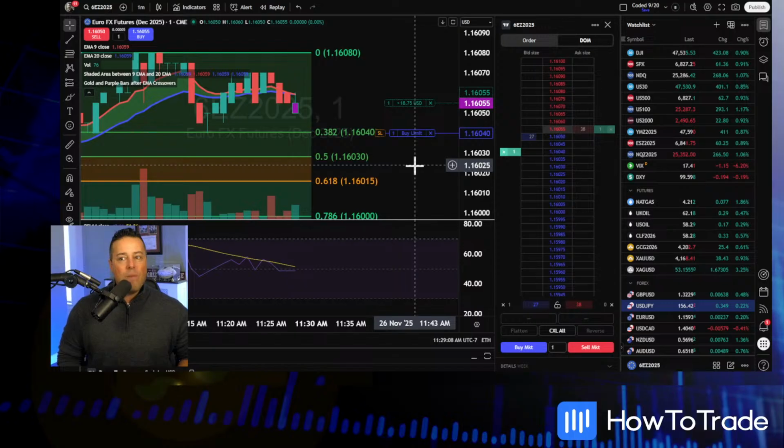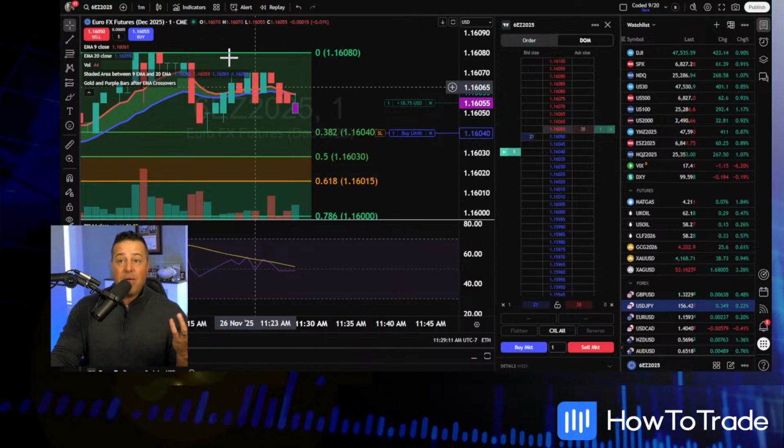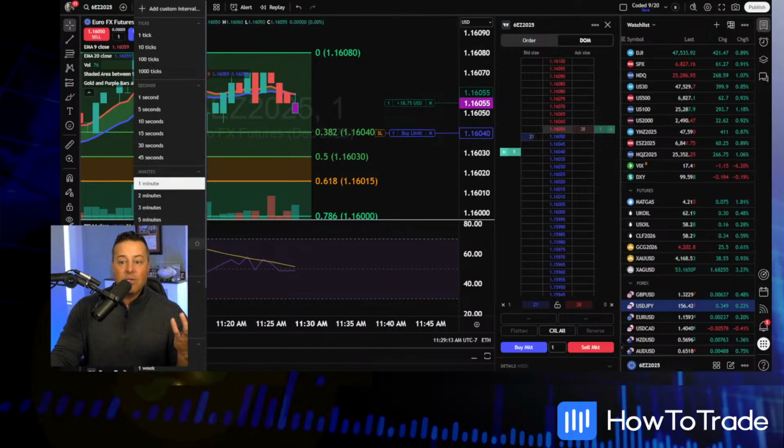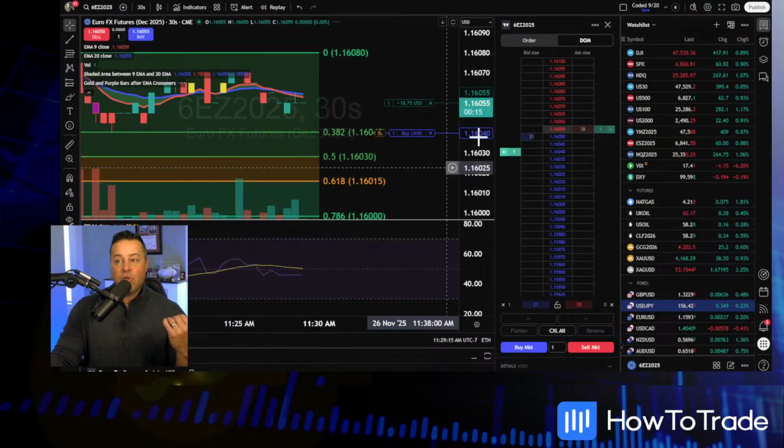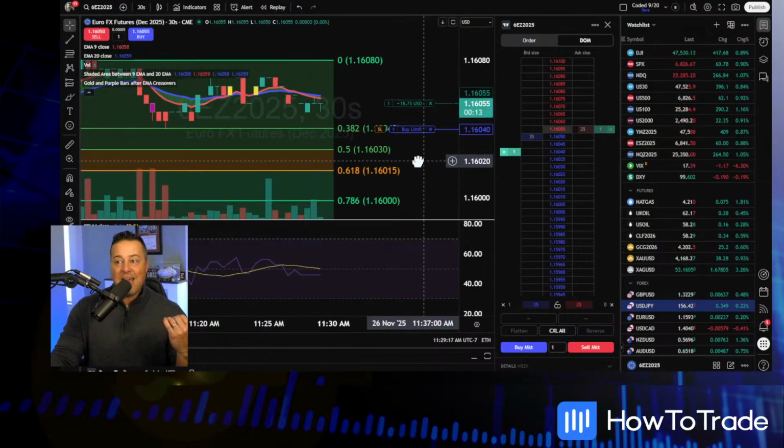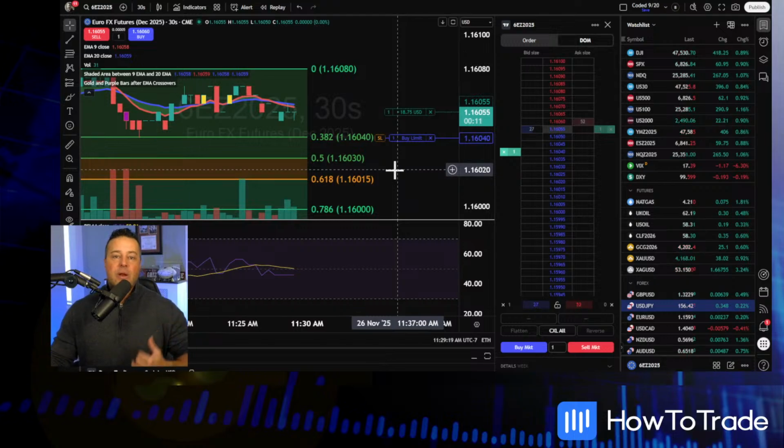We're going to ignore the 1-minute technicals. As a matter of fact, we could go down to maybe even a 30-second chart, just to see exactly what's going on here in the shorter term. What we want to see is price action. We want to see if there's any movement at all in the market.